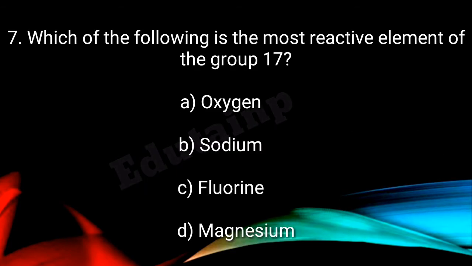Which of the following is the most reactive element of group 17? Option A: oxygen. Option B: sodium. Option C: fluorine. Option D: magnesium.